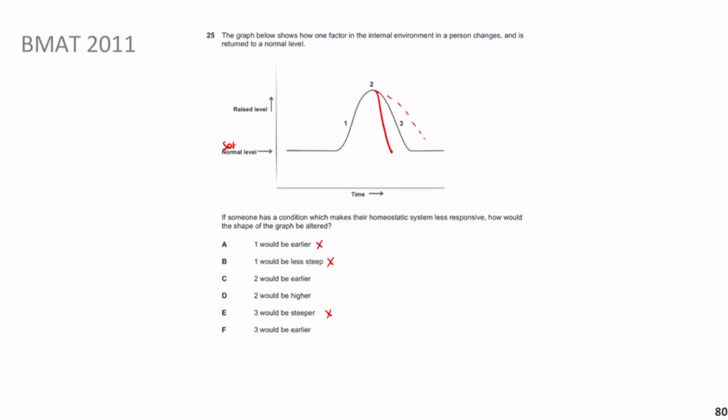And then it says 3 would be earlier. That's basically saying it would start to decrease earlier, and that's obviously not the case, because if your homeostasis is not working, it's going to be harder for you to detect the change and therefore to correct that change. So it can't be that.